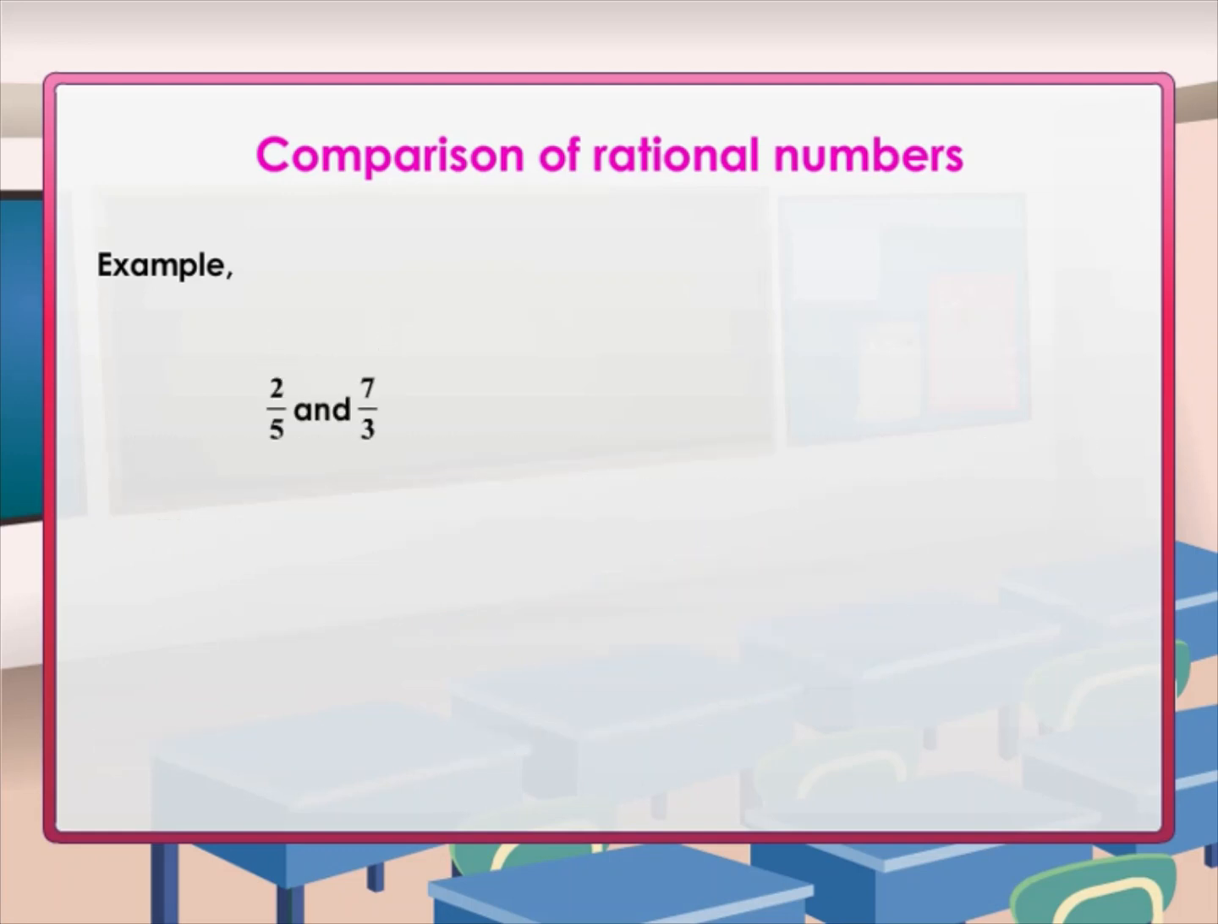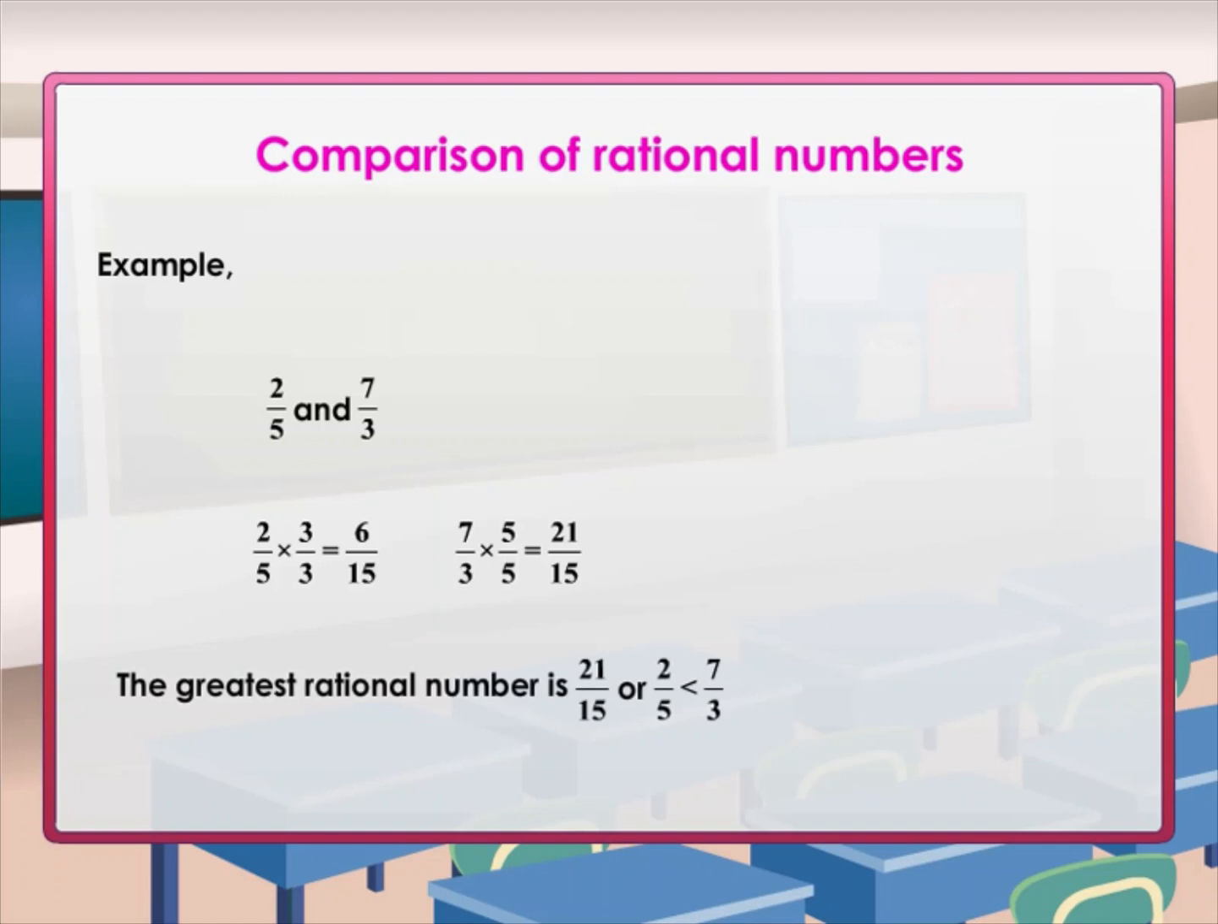Let us also compare two rational numbers with different denominators. The two rational numbers are 2 by 5 and 7 by 3. Convert it into equivalent rational numbers with the same denominator, which is equal to the LCM of their denominators. On comparing these two rational numbers, 6 by 15 and 21 by 15, the greatest rational number is 21 by 15.